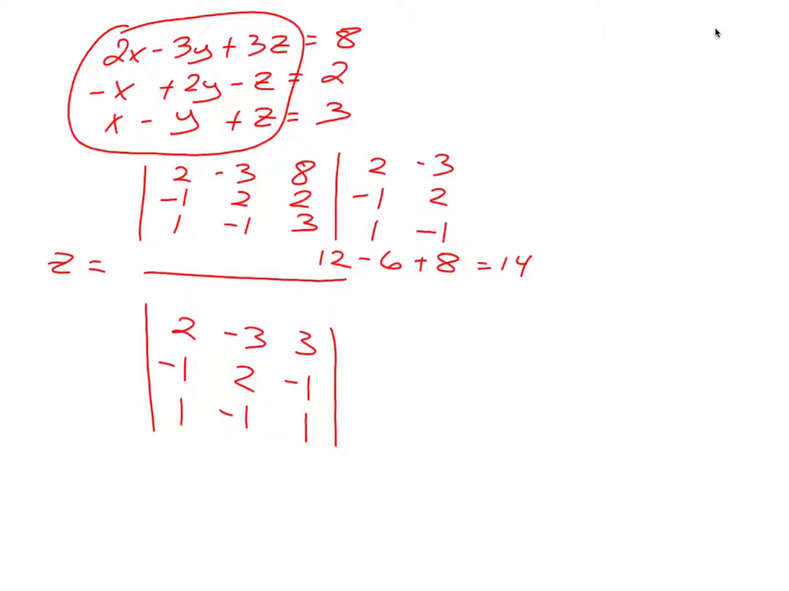1 times 2 times 8, 16. Negative 1 times 2 times 2, negative 4. 3 times negative 1 times negative 3, 9. So that gives me 21. 14 minus 21 is negative 7.